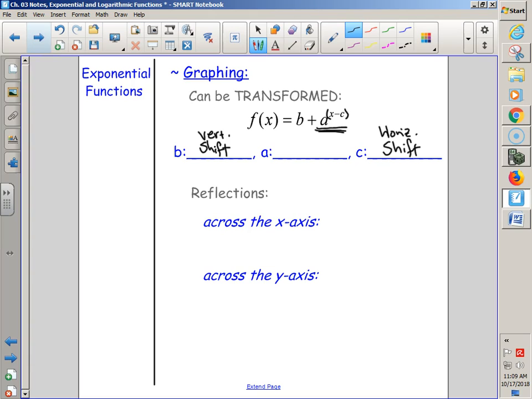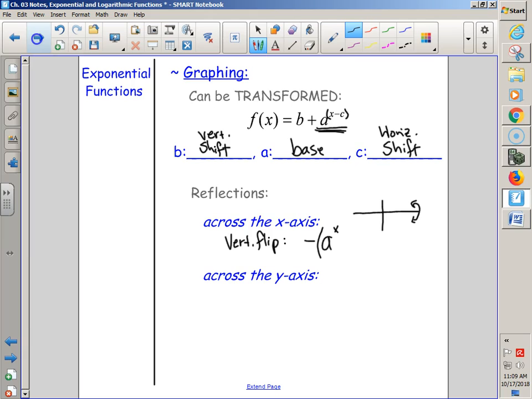And we just talked about a, the base. Like Joe was saying, that can be a vertical stretch of another exponential function in the sense of making it steeper or making it flatter if the base changes. Across the x-axis, quick reminder, if it's flipping this direction, that's an up-down flip. That would be a vertical flip. So just reminding you, if it's a vertical flip, you're going to have a negative outside the exponential function.